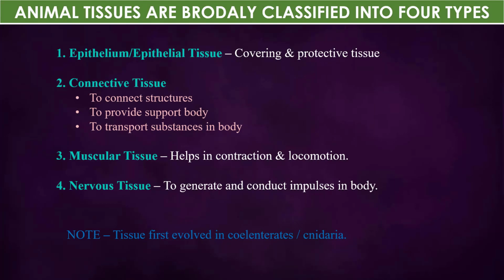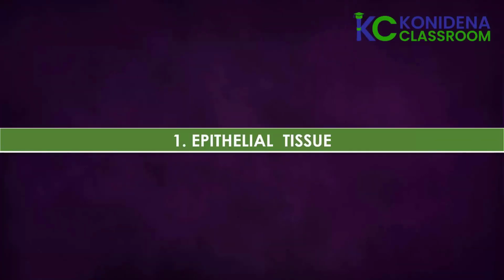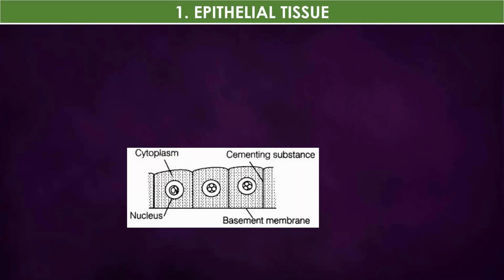So let us start our discussion with the first part, that is the epithelium or epithelial tissue. The word epithelium is composed of two words: epi means upon, and thelia means growth. So epithelial tissue is a tissue which grows upon another tissue, and it always rests upon underlying connective tissue.